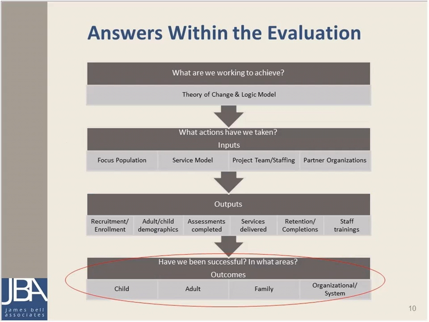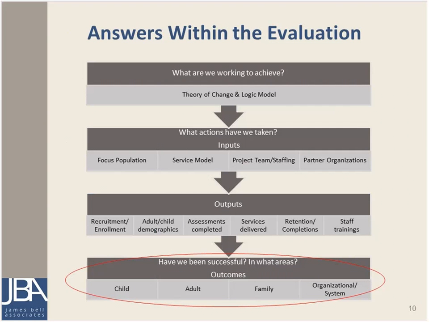The top segment of the first row includes the key question, have we been successful? In what areas? And the word outcomes. Common levels of outcomes are specified in the bottom segment, including at the child, adult, family, organization, and system levels.